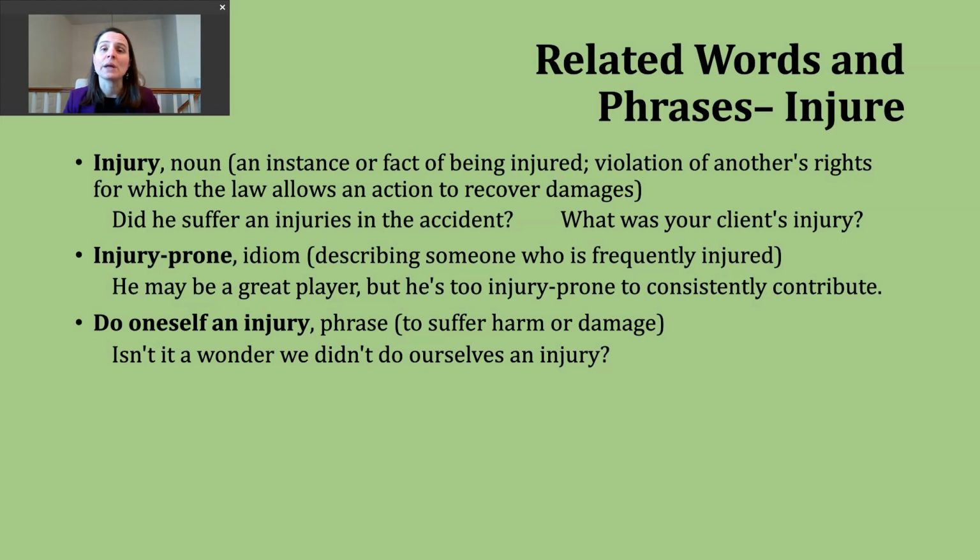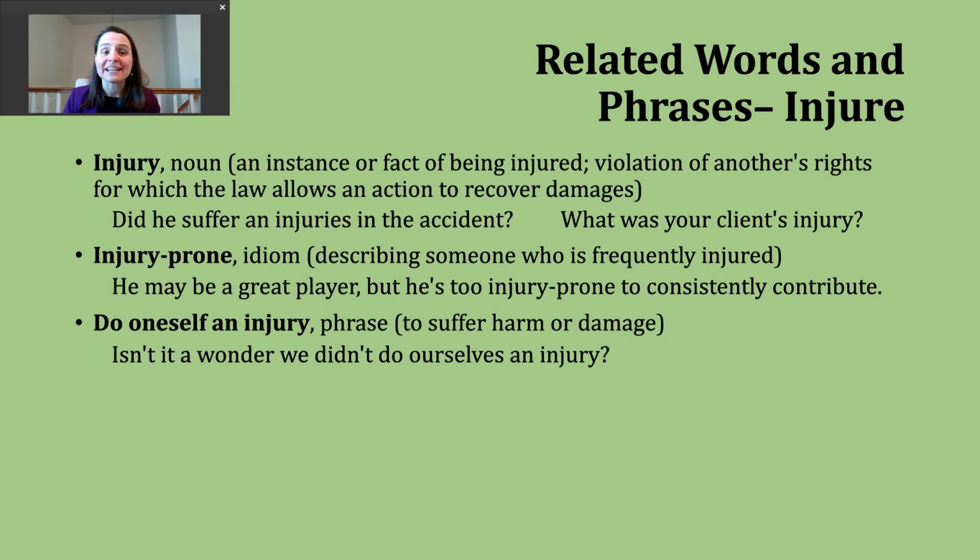A second way we can use the noun injury is very much connected to the legal field or the profession of law. So when it's used in this sort of area, we're referring to a violation of someone's rights. And that violation is generally going to allow them to sue someone to recover damages. So an example of this, maybe a judge or another attorney asks someone, what was your client's injury? Right? So what rights were violated?